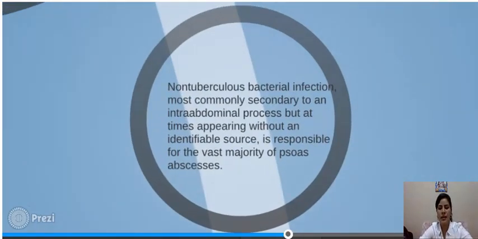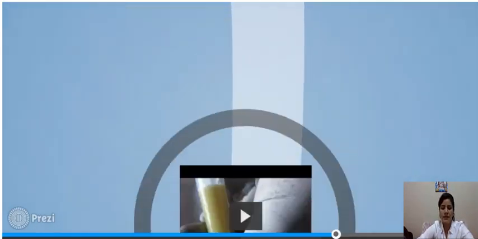Tuberculous bacterial infection, most commonly secondary to an intra-abdominal process, but at the time of operating without an identifiable source, is responsible for the vast majority of abscesses.